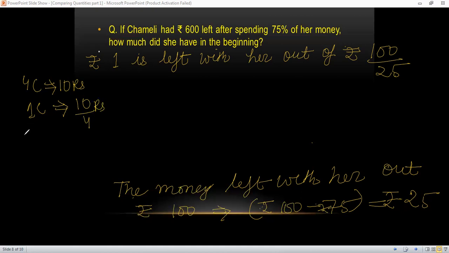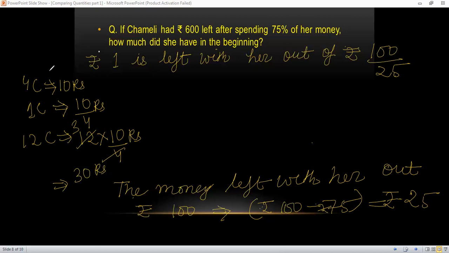Now for 12 chocolates, how will we solve? We will multiply 12 with both sides. 12 into 10 by 4 rupees is 30. So for 12 chocolates, the price will be 30. Like this, we solve by the unitary method, and here also we are going to apply the unitary method.